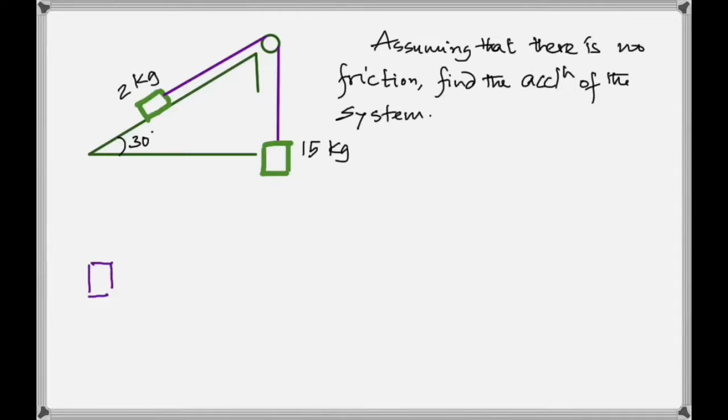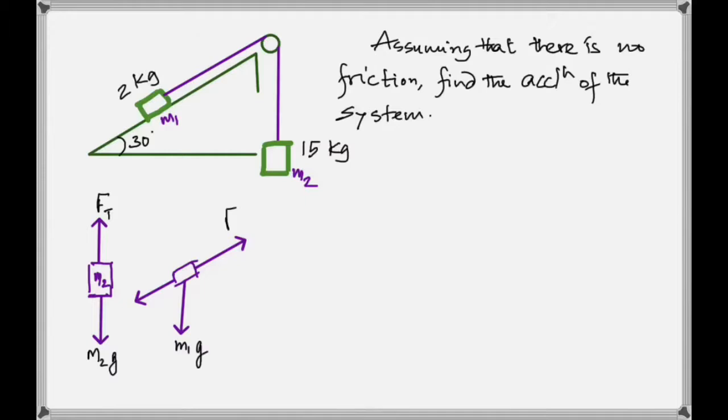Now there are two forces acting on the 15 kilogram mass. One is its weight, 15 times 9.8, acting vertically down, and the other is the tension in the string acting vertically up. So those are the two forces on M2, which is M2g and Ft. And on the mass M1, again you have its weight acting vertically down, that is M1g. You have this tension in the string, which is Ft.